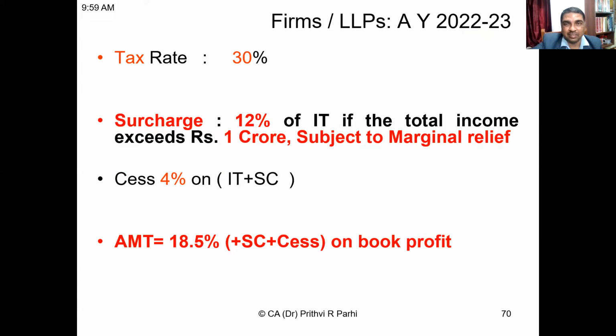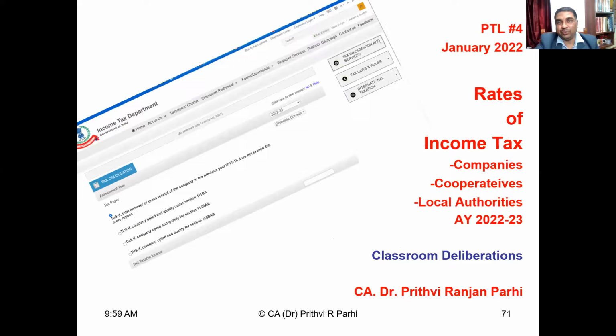Okay, friends, today we are going to start from here. What is the tax rate applicable to? We already know the tax rate applicable to individuals, AOP, BOI, AJP. The same rate is applicable, that is the slab rate. What I told you: individual, AOP, BOI, and AJP, for all of them the same slab rate is applicable.